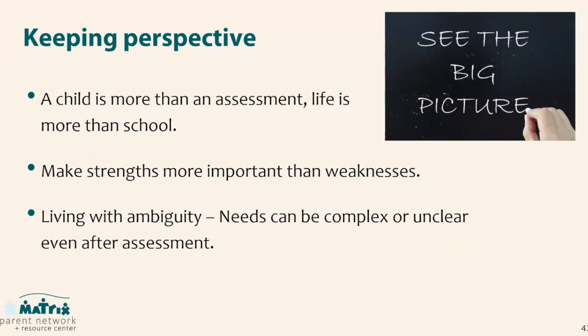And living with ambiguity, because the child's needs can be very complex, and even after the assessment, it's not always exactly clear what's going on. And to some degree, you have to just live with that and continue to observe. And as things go on, ask for more information so that things become clearer. But you may not know exactly what's going on. And even the school psychologist and the best neuropsych may have trouble really understanding what's going on. And you do the best you can. You get the best information you can, and then you work with what you can.